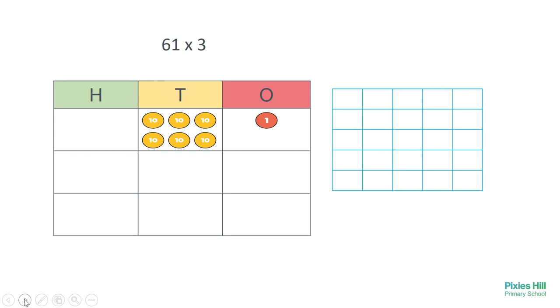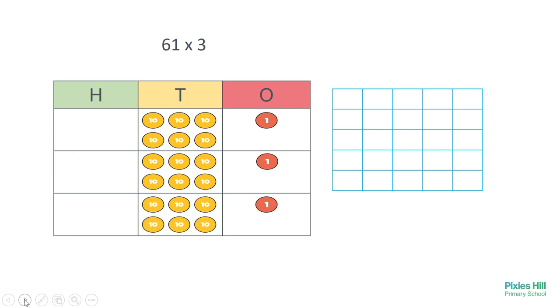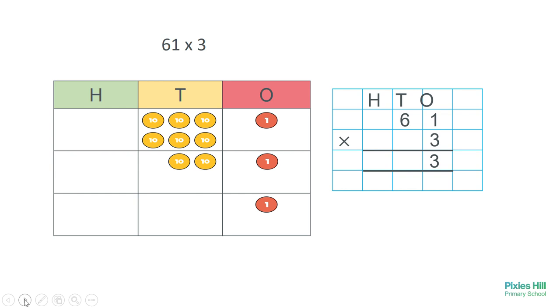A further example is 61 multiplied by 3. Again, we have our visual representation alongside our formal method. Starting with our lowest value column, 1 times 3 equals 3. Then 6 times 3 equals 18. In this example, we now need to exchange 10 tens for 100. However, as we have no more digits to multiply, our 100 goes straight into our answer box, giving a final product of 183.